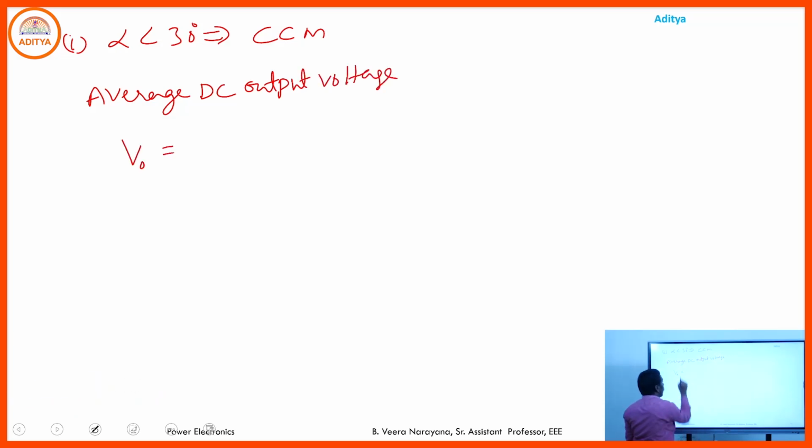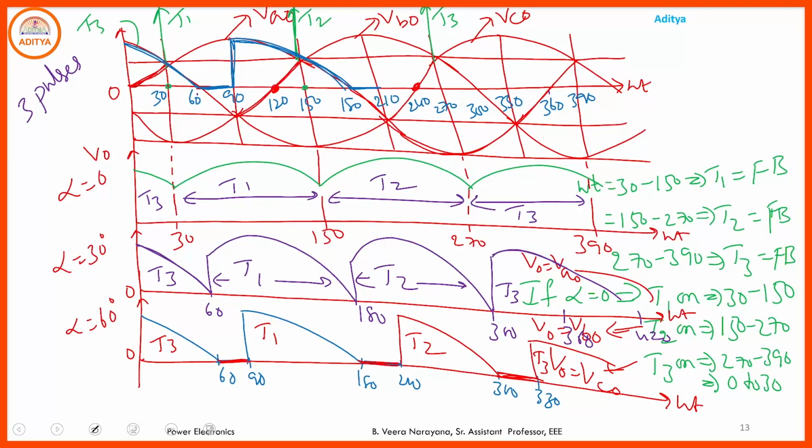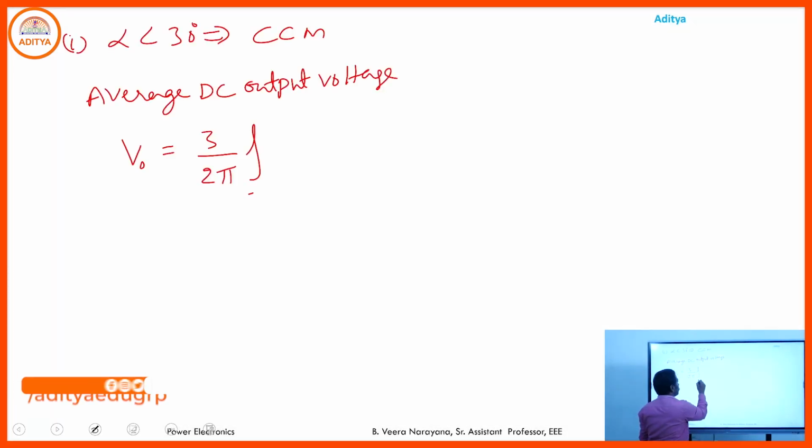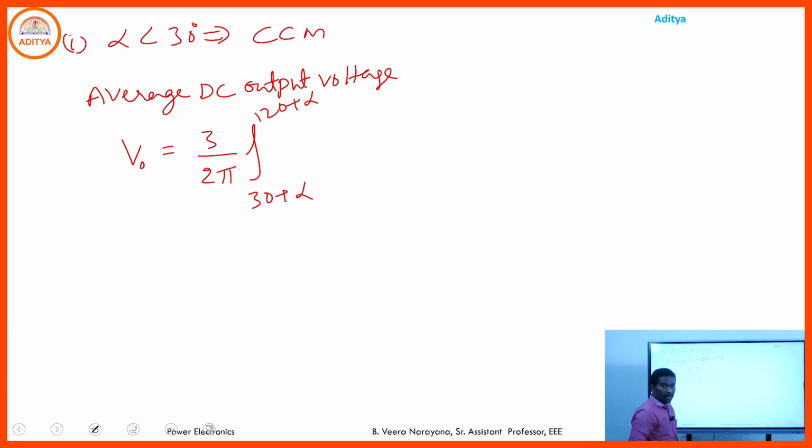V naught is equal to, how many pulses are you generating for completion of one full cycle? 3 pulses. So 3 by 2 pi integral. What is the duration of each pulse? If you take alpha equal to 0, it is 30 to 150. If you take alpha equal to 30, it is 60 to 180. So we will write these limits from 30 plus alpha to 120 plus alpha.